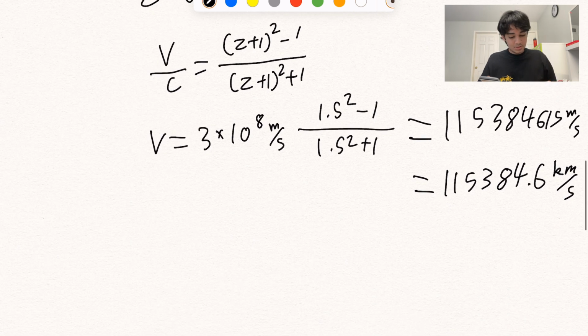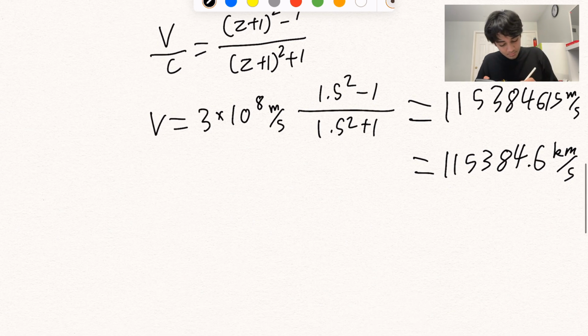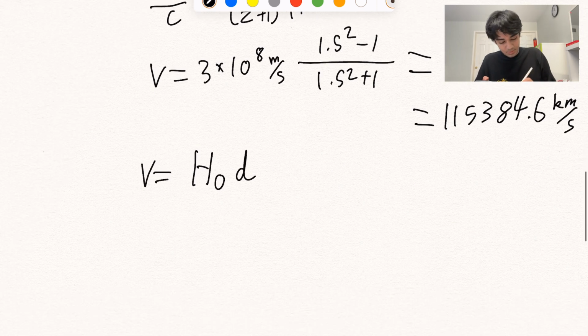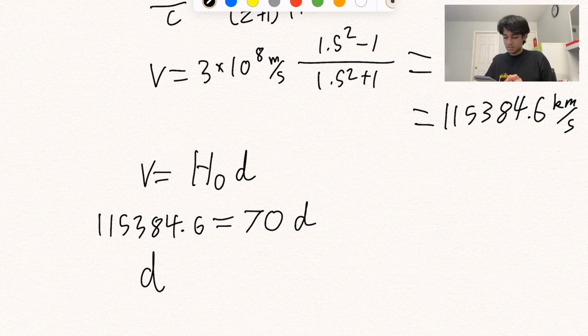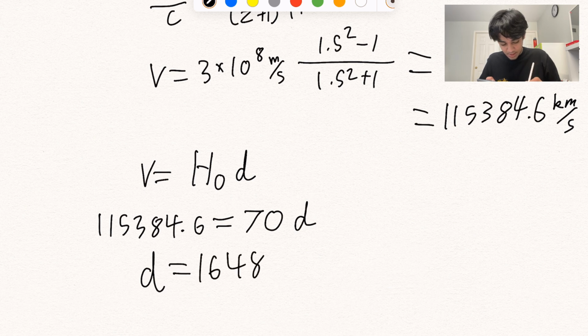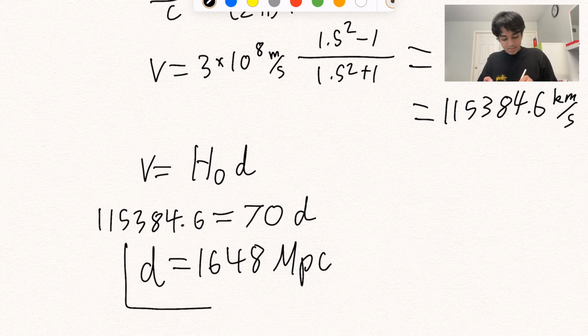Now with this information, let's try to find how far away the galaxy is. We can use Hubble's law, where velocity equals the Hubble's constant times the distance. We have 1,153,804.6 as our velocity in kilometers per second. Let's plug in the Hubble's constant as 70, and now we can isolate for d. So d, which is going to come out in megaparsecs, is going to be 1648 megaparsecs. So that's our answer for how far it is.